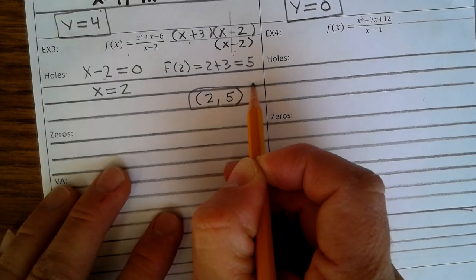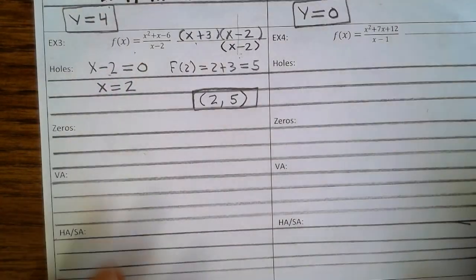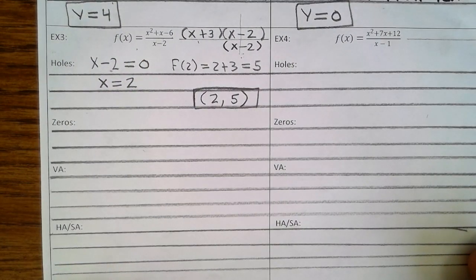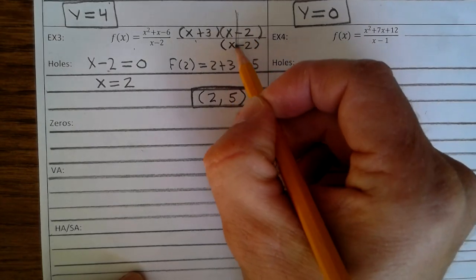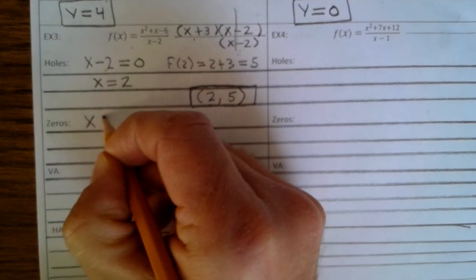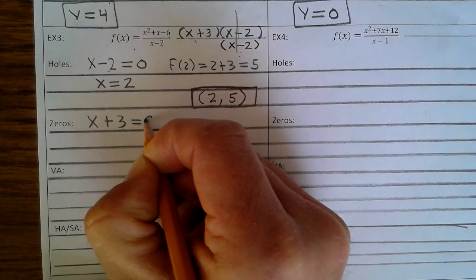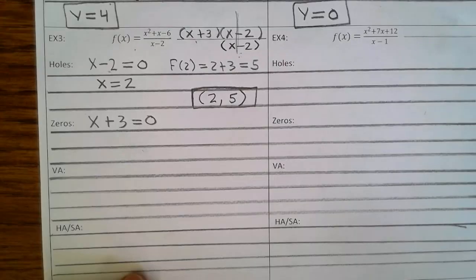Okay. Now the zero, we set the numerator equal to 0. Now remember, this divided and became 1, so we only set the x plus 3. So x plus 3 equal to 0. So solve for x, x equals -3. So our zero is (-3, 0).